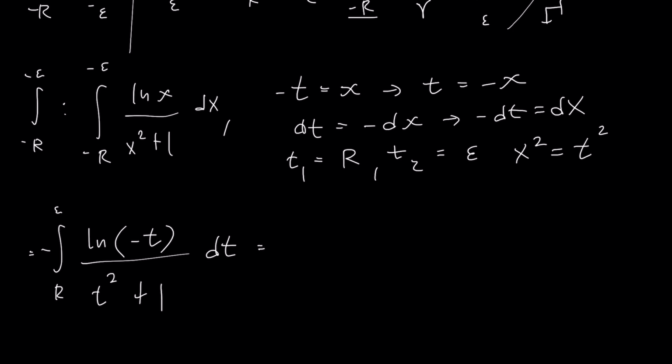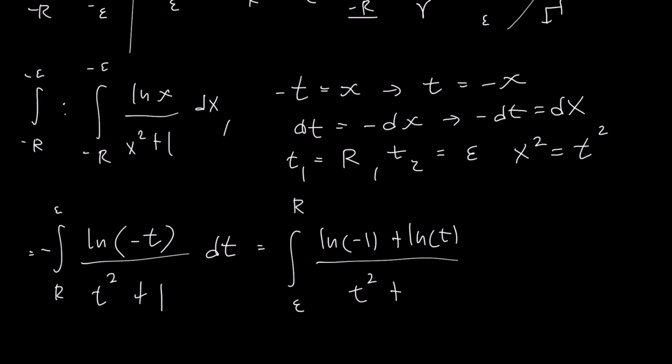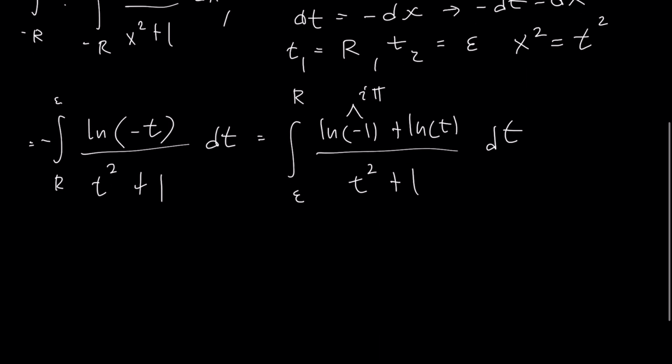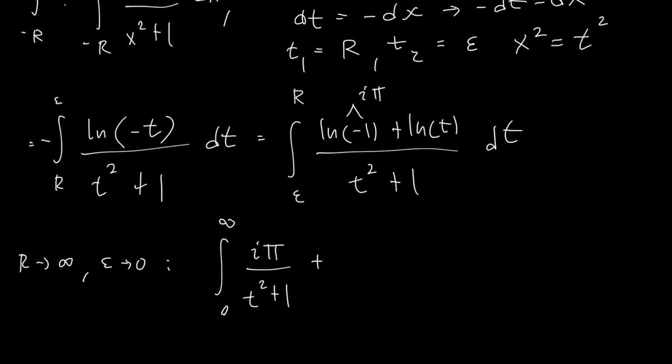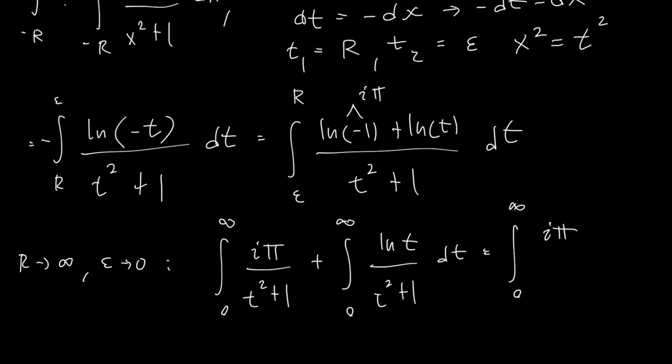But we could rewrite this as the integral from epsilon to r of the natural log of minus 1 plus the natural log of t divided by t squared plus 1 dt. The natural log of minus 1 is i pi. And as r approaches infinity and as epsilon approaches 0, we have the integral from 0 to infinity of i pi over t squared plus 1 plus the integral from 0 to infinity of the natural log of t divided by t squared plus 1 dt. But this is exactly our goal integral, which we denote as I.